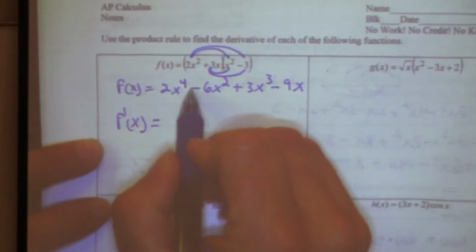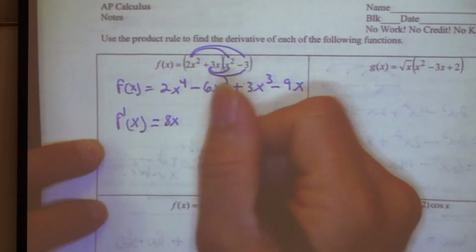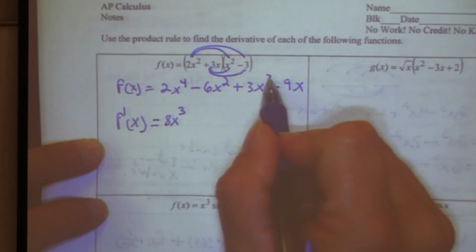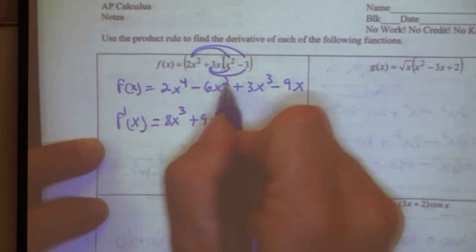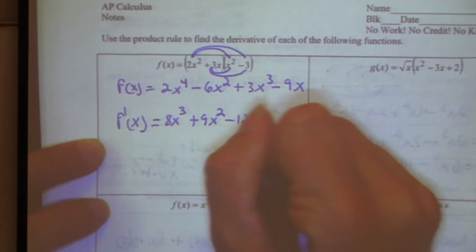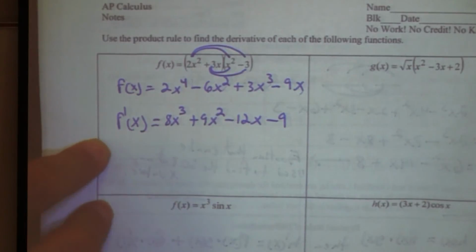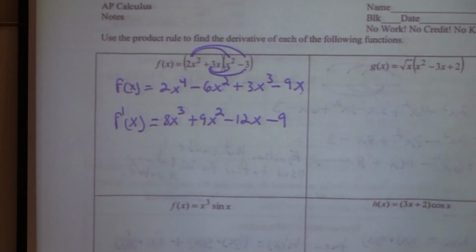So we'll do it with the highest degree here. So what would that give me? 8x cubed, then we'll do the cubic part. So 3 times 3 is what? 9x squared, then we'll do the quadratic, minus 12x, and then we'll do the linear, minus 9. That was easy? Did any of you do the product rule on that one? No? No. Okay.